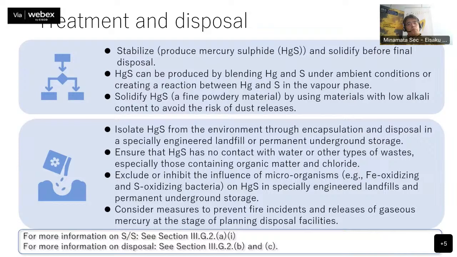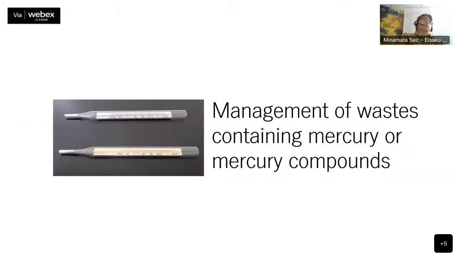When disposing such waste, we need to ensure that mercury sulfide has no contact with water or other types of waste, and need to exclude the influence of microorganisms on mercury sulfide. The following three slides summarize major points for the management of waste containing mercury or mercury compounds, which are waste of mercury added products.